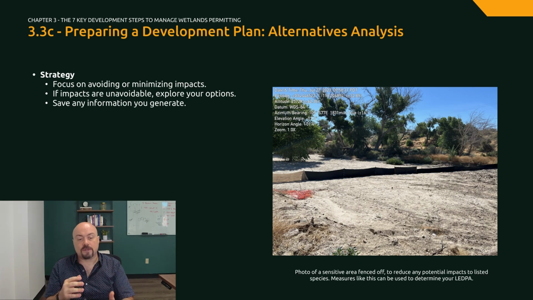We suggest the following strategies for completing an alternatives analysis. First, you want to focus on avoiding or minimizing impacts as much as possible, as this will lead to your least environmentally damaging practicable alternative. Second, if impacts are unavoidable, explore all your options, as the analysis needs to include a comprehensive discussion, and this information may be useful for forming the other alternatives. And third, save any information you generate to avoid redoing research later.